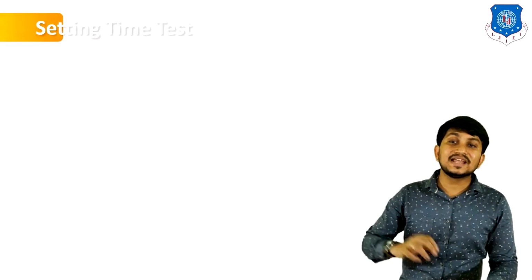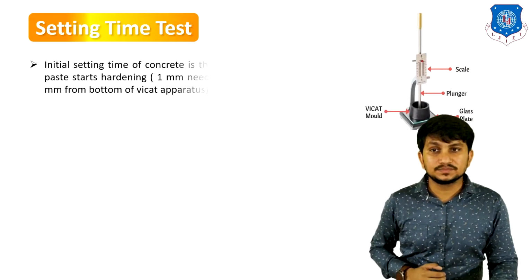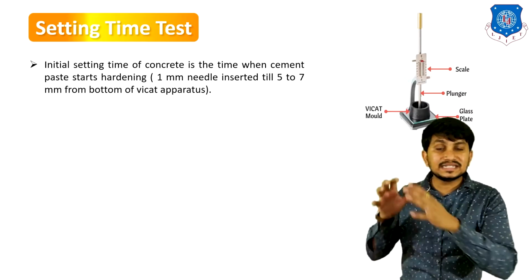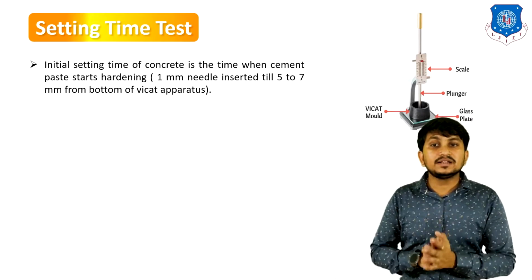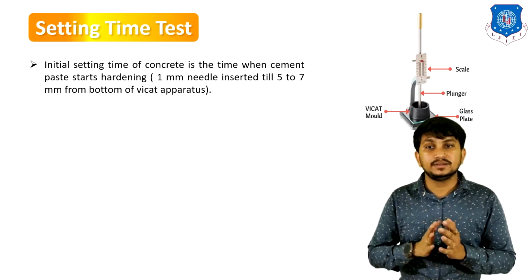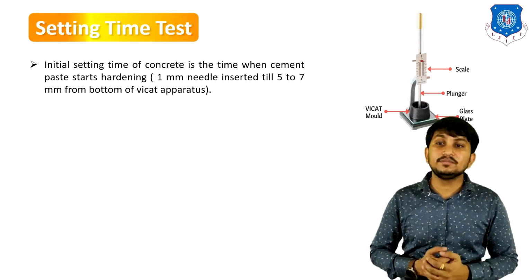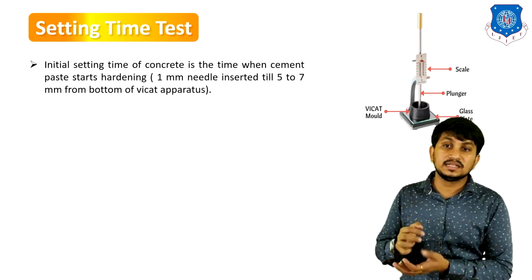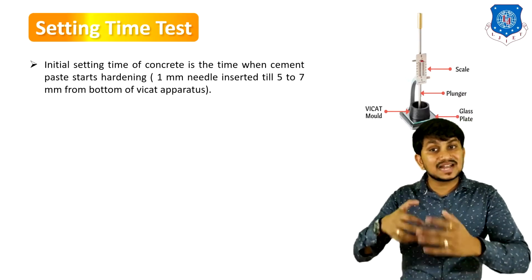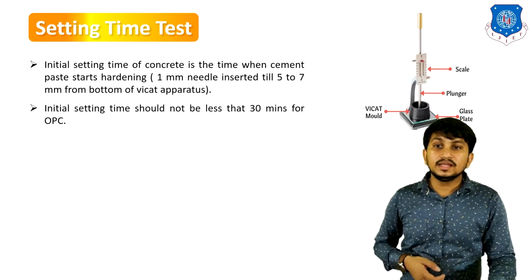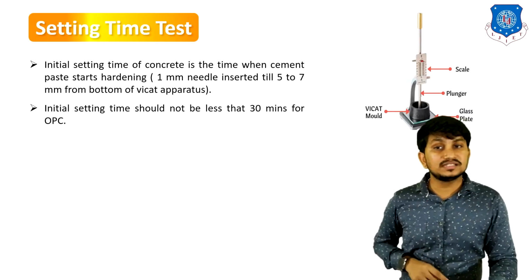Fourth is the setting time test, in which the Vicat apparatus is also used, and we have to calculate the initial setting time and final setting time of the cement paste. For that, we have to calculate the time required when a 1 millimeter needle is inserted till 5 to 7 millimeter from the bottom of the Vicat apparatus. This time is called the initial setting time, when cement paste starts hardening. Initial setting time should not be less than 30 minutes for ordinary Portland cement.